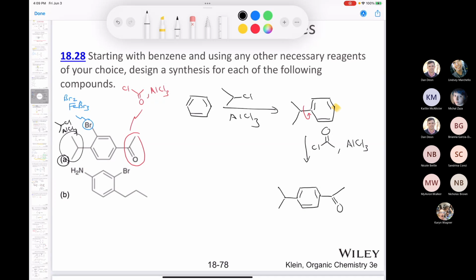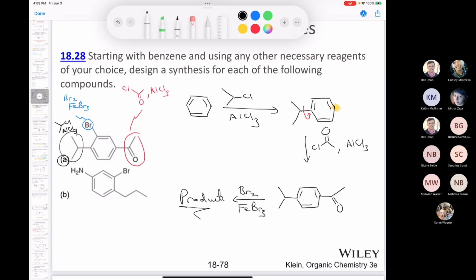Now, the ketone is a moderate deactivator, and it's also a meta director. And so this group is going to be directing to the ortho positions, and the acetyl group is going to be directing to its meta positions. And so everything is directing to those two carbons in the aromatic ring that I have highlighted. And thus, if we treat it with some bromine and iron 3 bromide in the last step, we end up with the desired product.